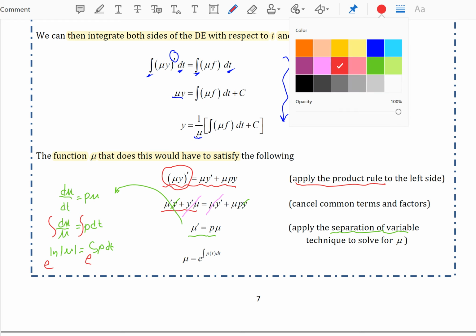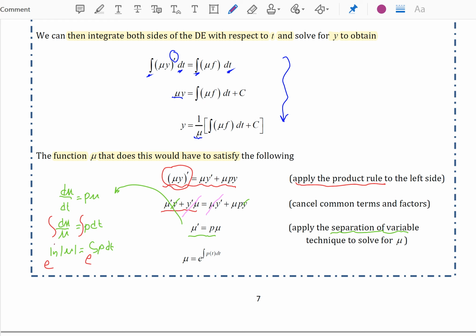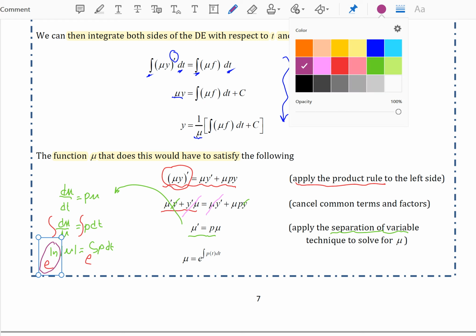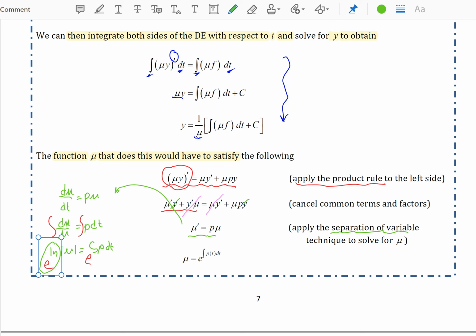Using the property now that e and natural log are inverses, these two terms will cancel. And so I get the absolute value of mu equals e to the integral of p of t dt. And there'd be some constant from this, which I'd eventually rewrite as mu equals c e to the integral of p of t dt.